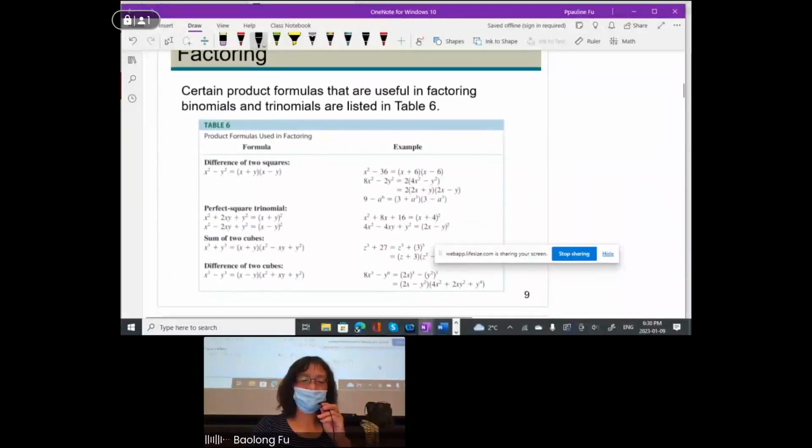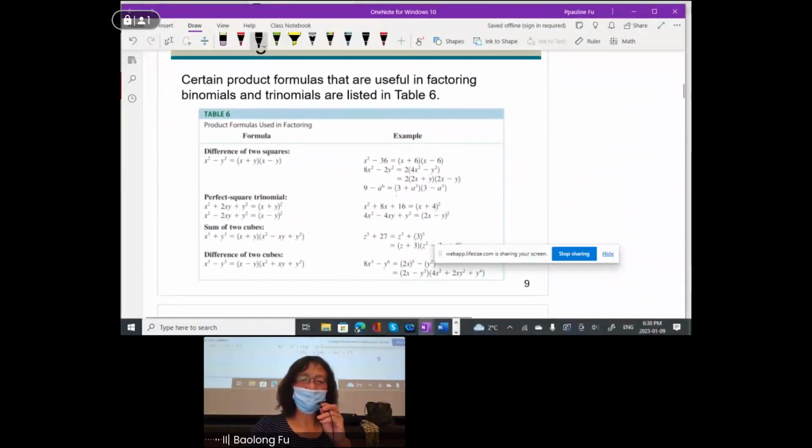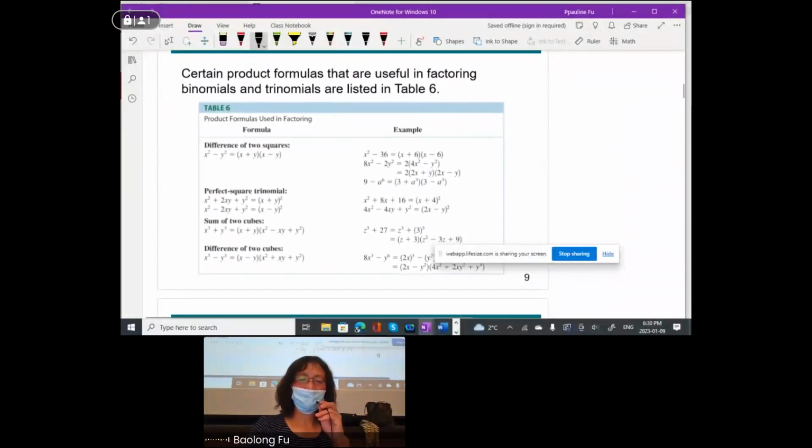Factorial. So again, I will give you another example similar to this one. This one you can look at by yourself.